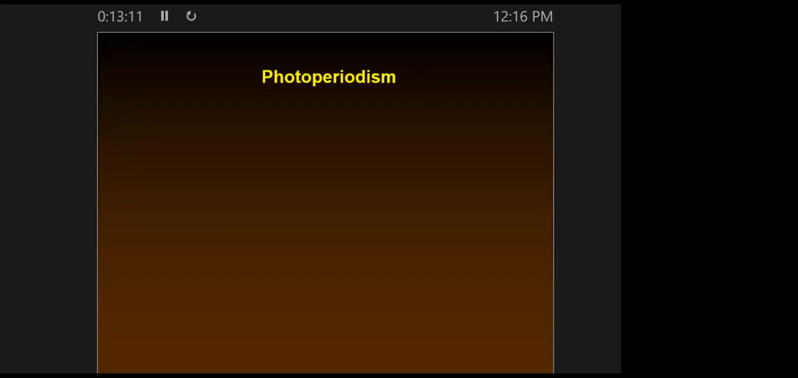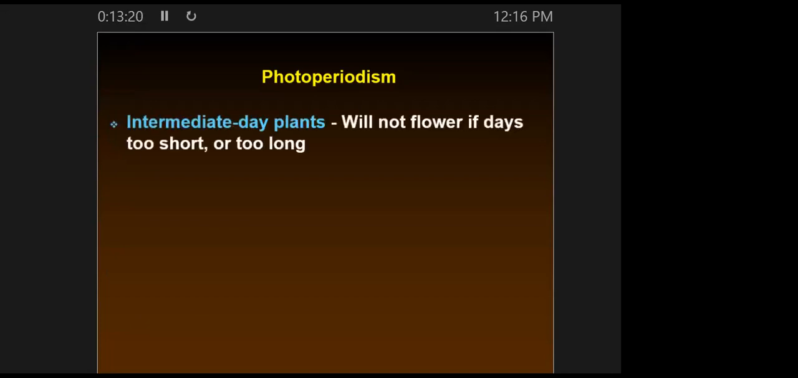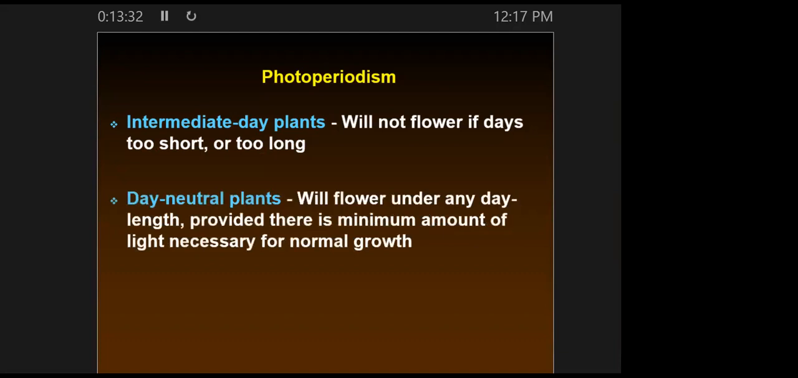So you have this situation where if you want your plant to flower at a very specific time, you better understand their rhythm in terms of how much light they need. There are also intermediate day plants, where it can't be too short and can't be too long. And then there's the day neutral category, where it just seems like the plant will flower under pretty much any day length. They don't seem to care too much, as long as they get enough light to survive and they're through their puberty stage, their juvenile stage, they'll be okay. So those are some examples of these different categories.